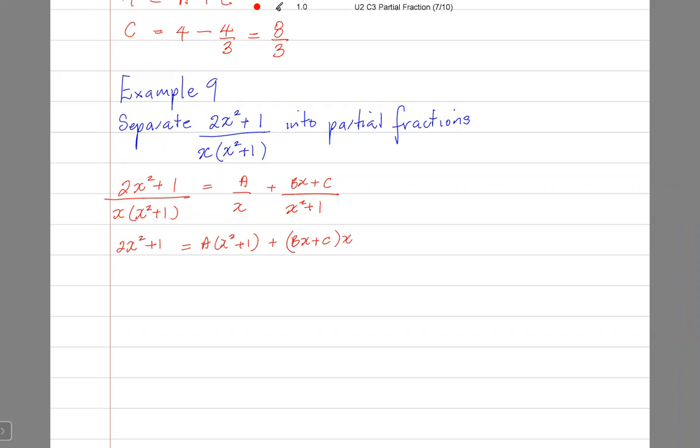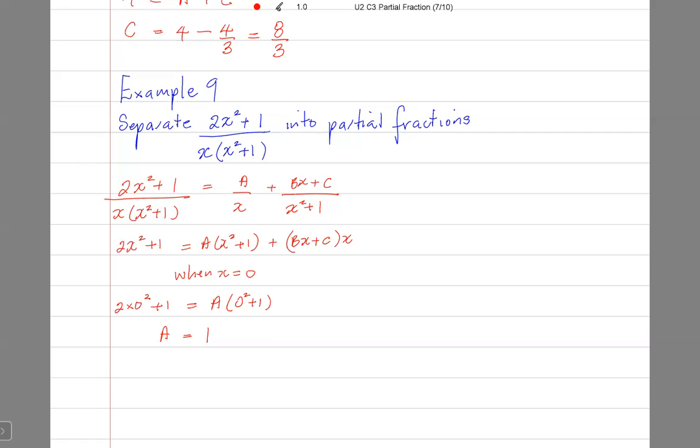All right, I might say when x is equal to 0, that would get rid of b and c, and I would have 2 times 0 squared plus 1. Left hand side is equal to a into 0 squared plus 1. So in other words, a would be equal to 1. A is 1. Now we need to find b and c.